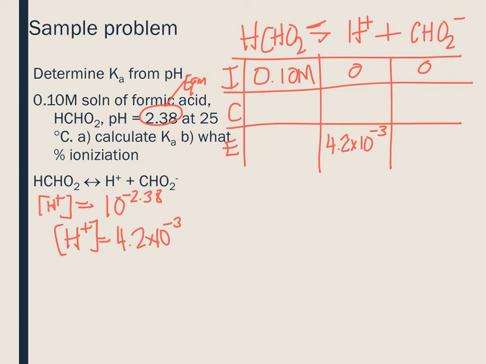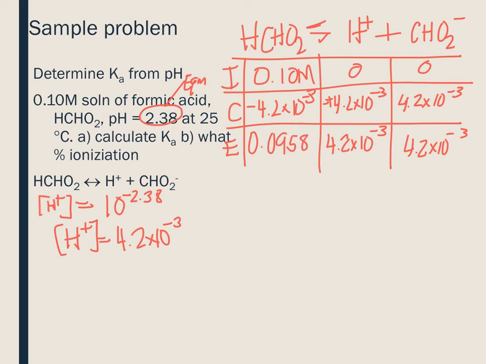Now you can finish filling in your ICE chart with this information. We know that we increased by 4.2 times 10 to the negative third here and here, as well as here. And we know that we reduced by the same amount on my reactant. So whatever I subtract from the initial by the change, I end up having my equilibrium of 0.0958.